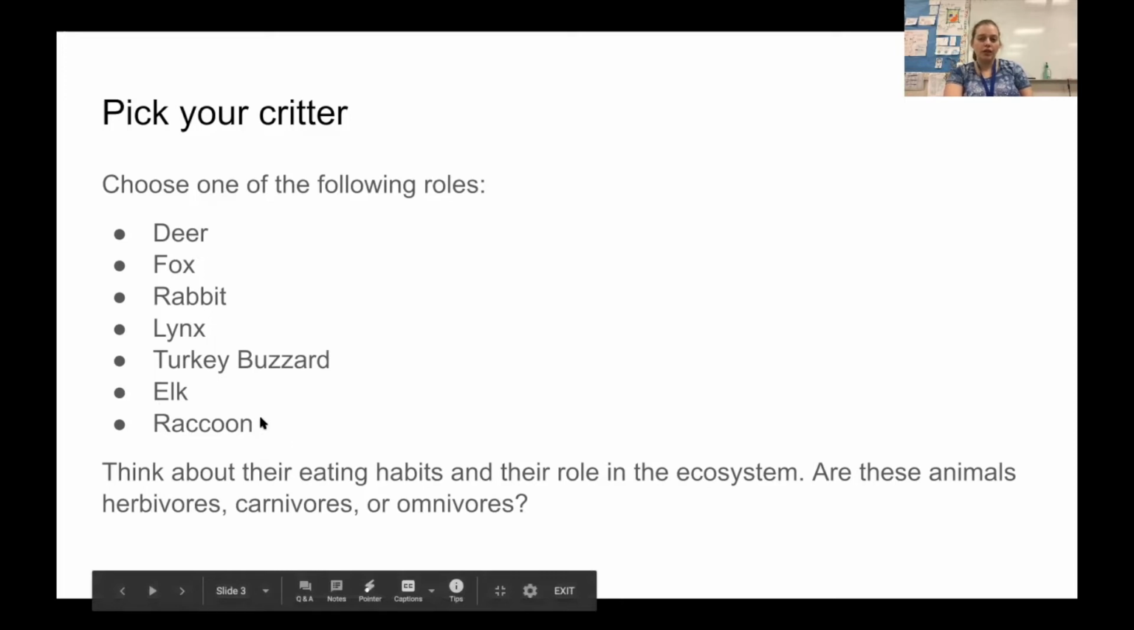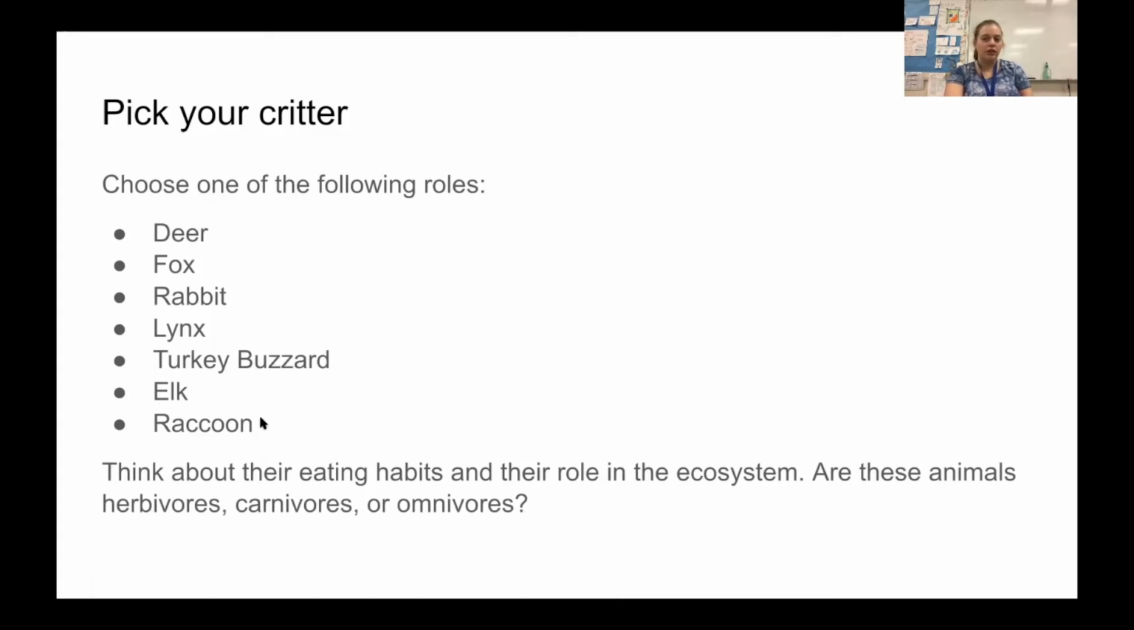Now, what kind of meat will the raccoon eat? Do they typically find dead things or do they typically hunt things and kill them? Raccoons typically find something dead laying on the ground, so they are scavengers.